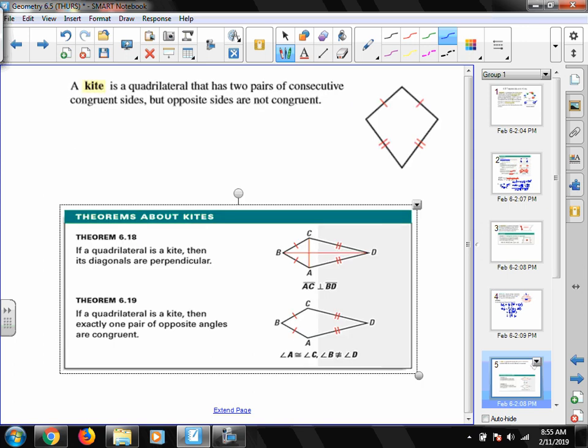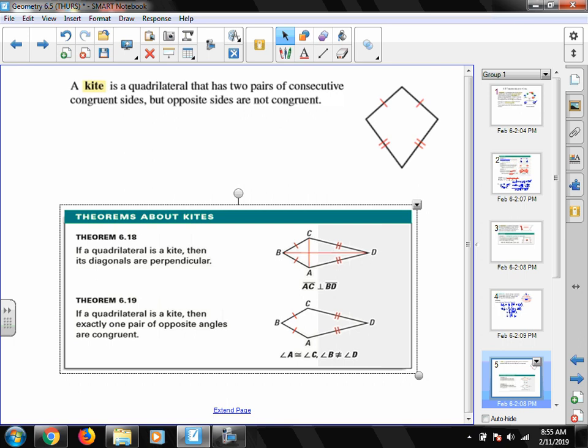Now I want to switch gears a little bit. We're going to talk about kites. Actually, I'm going to define kite for you first. A kite is just a quadrilateral that has 2 pairs of consecutive congruent sides, but opposite sides are not congruent.